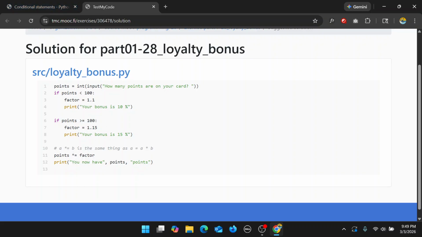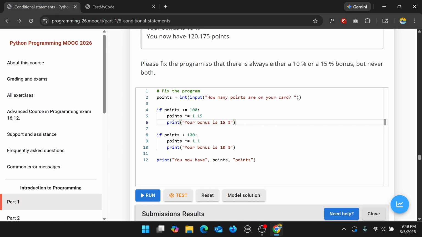But that's their solution, but I think mine is even a lot easier, right? Just check if we have over 100, equal to or above 100 points, then we just do this calculation, which will avoid doing this, and that's it.